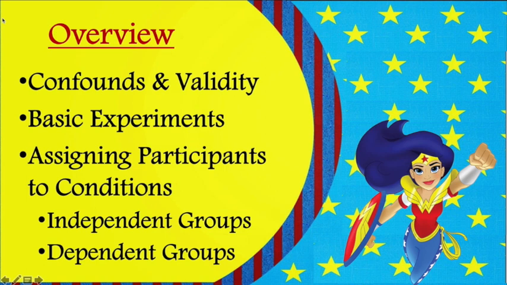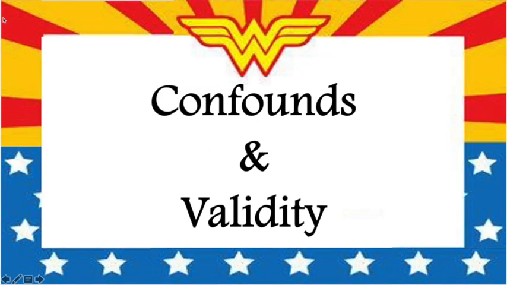Once we discuss different types of experimental designs, we'll also learn about independent groups or between subjects design, as well as dependent or within subjects designs. We'll also talk about the pros and cons for each type of design so that you will be better equipped to start on your own research projects. So let's begin by talking about confounds and validity.